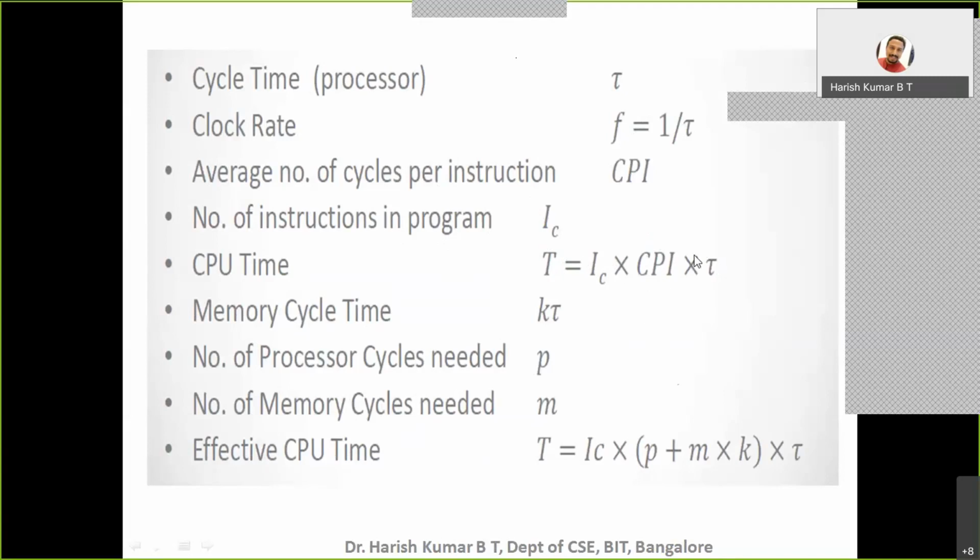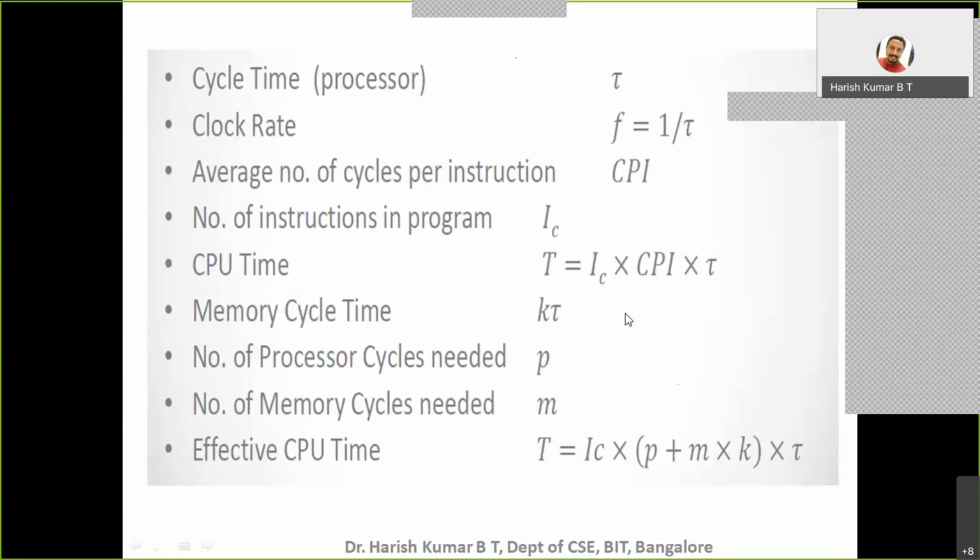Now, forget tau for the time being. Take only these two into account. IC gives the total number of instructions, and CPI says the average number of cycles required to complete the execution of one instruction. In my previous example, what was the value of IC? 10. What is the CPI? 3. 10 into 3 is how much? 30. What is this 30 you got? 30 is not the time. 30 is the clock cycles. So 30 clock cycles are required to complete the execution of your program with 10 instructions.